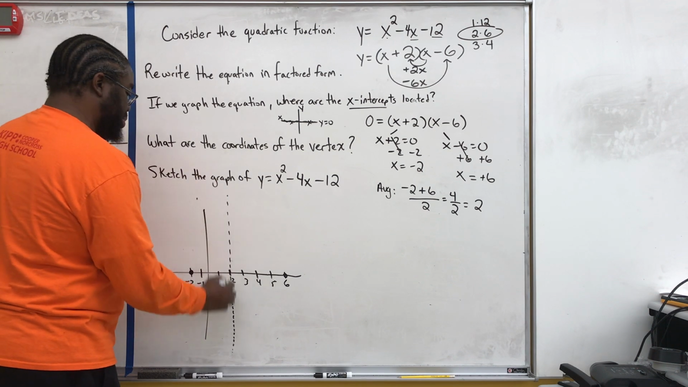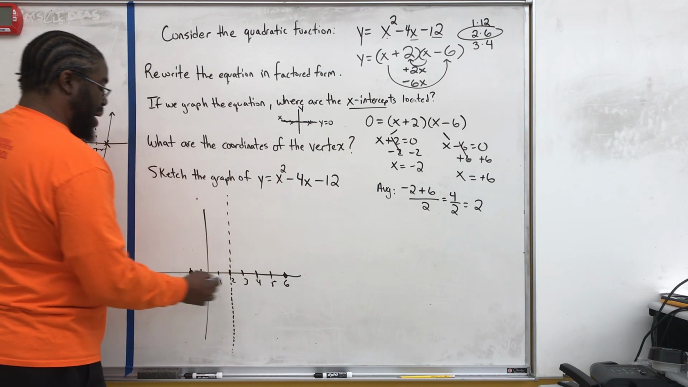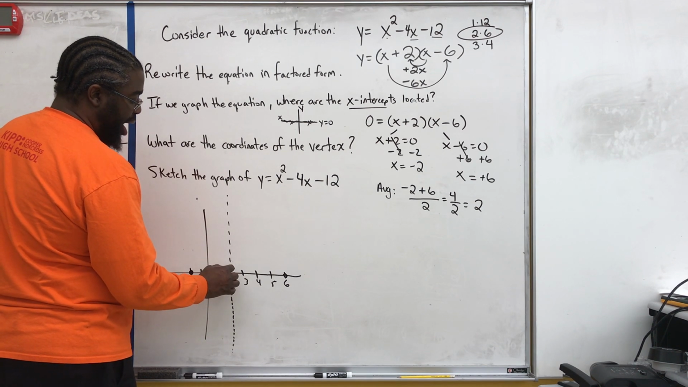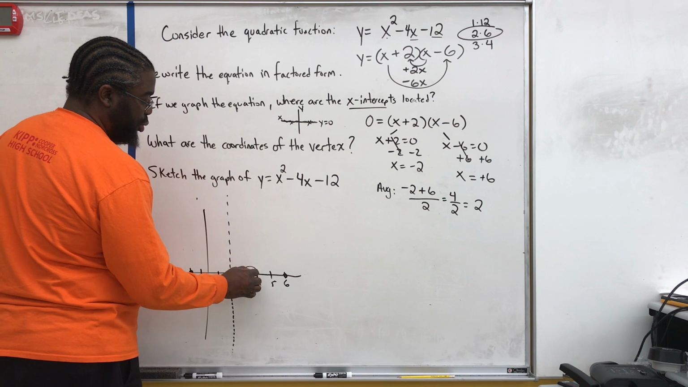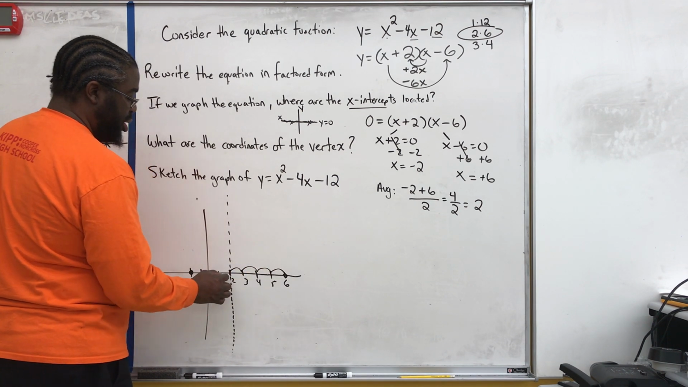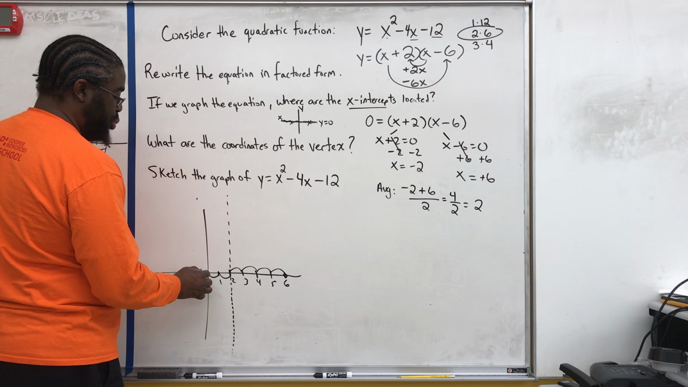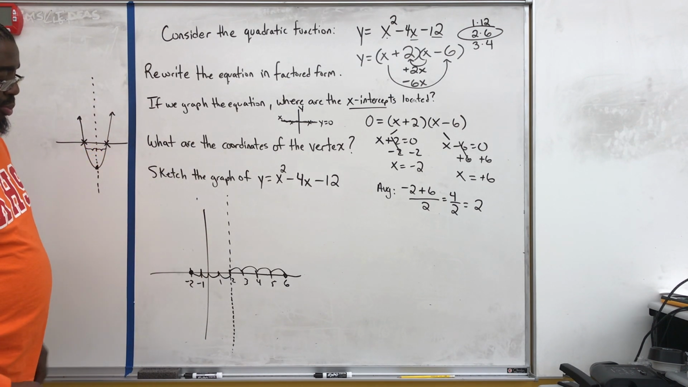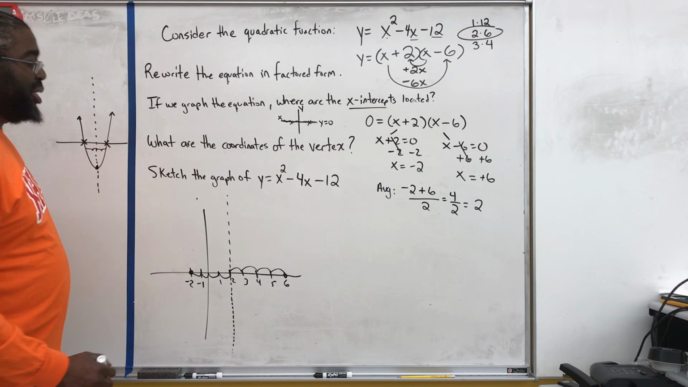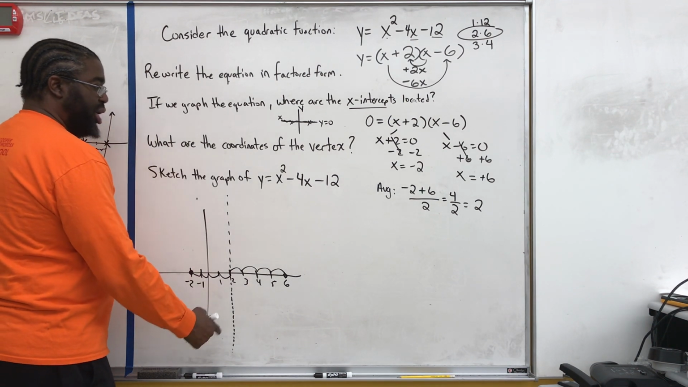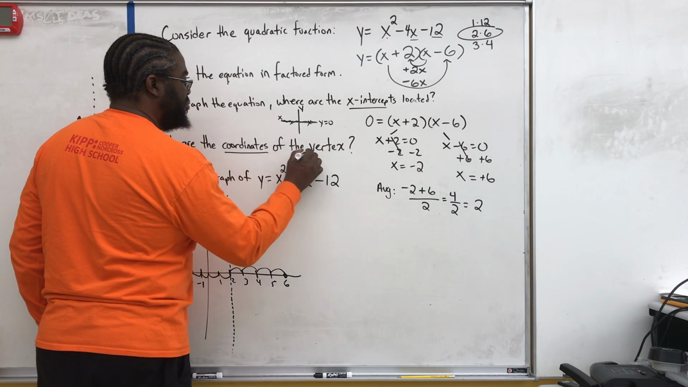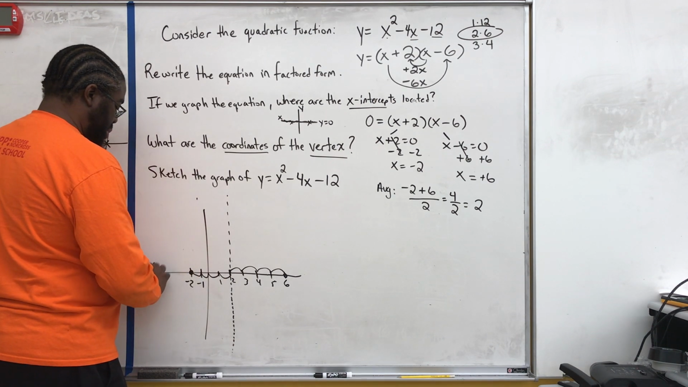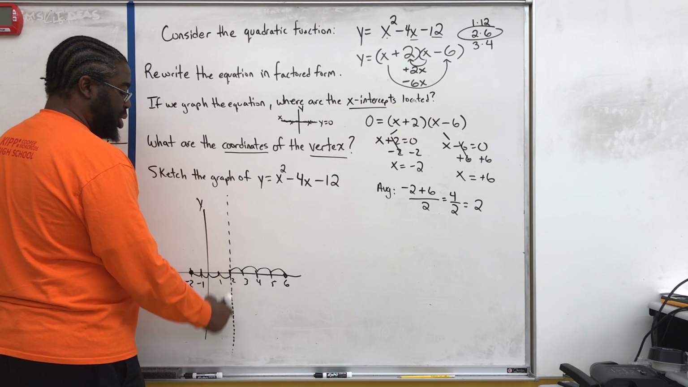So 2 is going to be the middle of my parabola, and that makes sense if we look at it. This is 1, 2, 3, 4 steps over here, and 1, 2, 3, 4 steps over there. So 2 is in the middle. But they didn't ask us for the axis of symmetry. They wanted the coordinates of the vertex. Well, I just found the x coordinate.